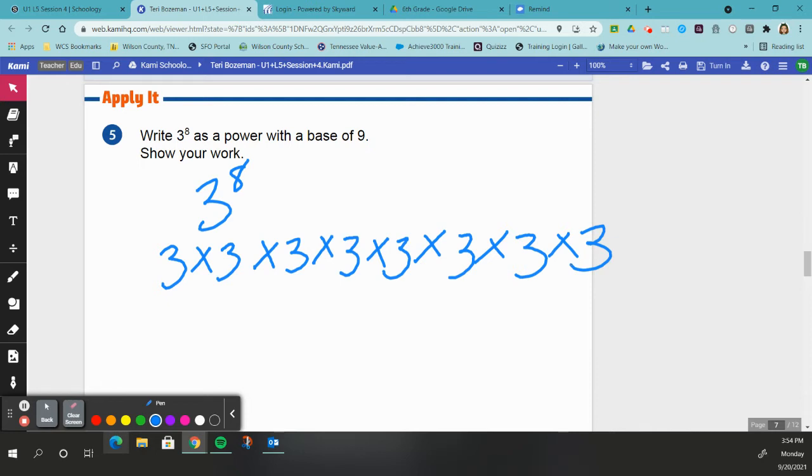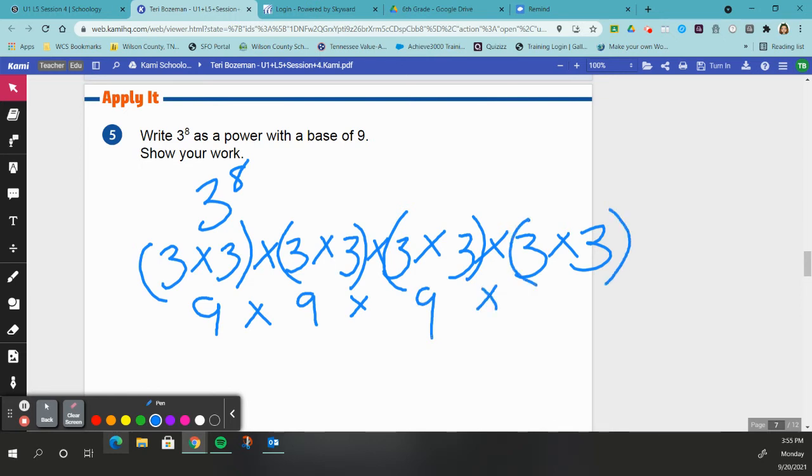We want to change the base to 9. Well, I know that 3 times 3 is 9. So every time I have 3 times 3, I can replace that with a 9. And then if I wrote this as a base of 9, I would see how many times I multiplied 9. 1, 2, 3, 4. So it would be 9 to the 4th power.